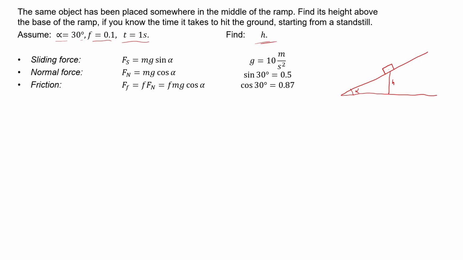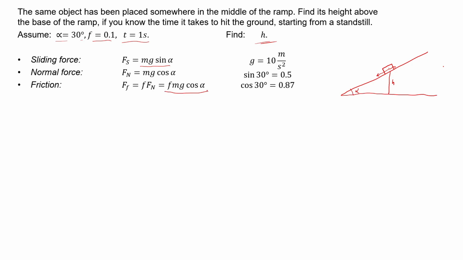A very important thing is to understand that we have the sliding force, which moves the object down, and this sliding force is given as mg sine alpha, and we also have the friction force, which is a so-called pseudo force, because it's not a real force, but it's acting upwards, as if it tried to prevent the movement down, and this friction force is here.